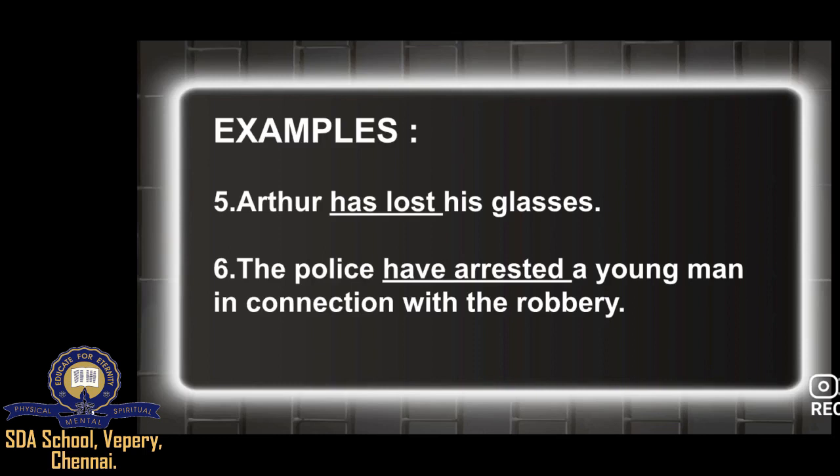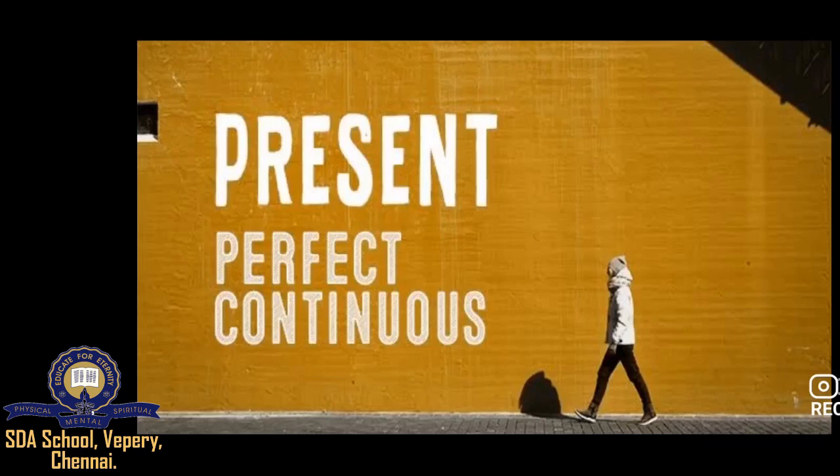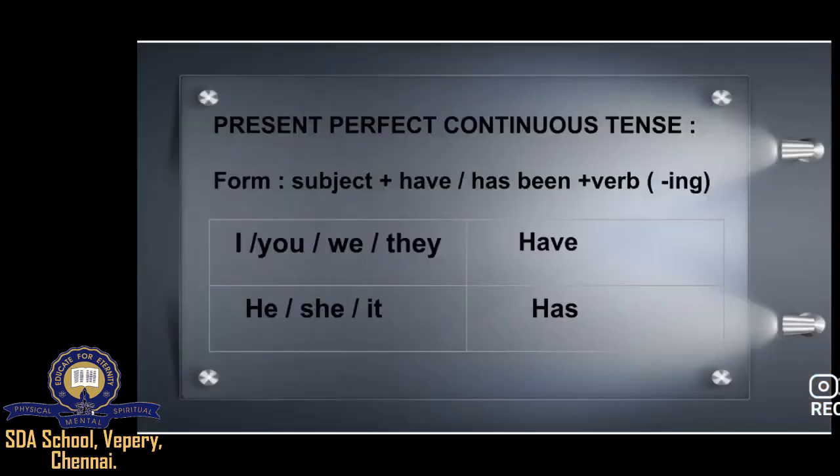So, remember that there are 2 main uses of present perfect tense: to talk about experiences and to talk about recent events. Alright, now let's move on to the next tense, the present perfect continuous tense. We make the present perfect continuous tense with the form of subject plus have or has been plus verb ing.